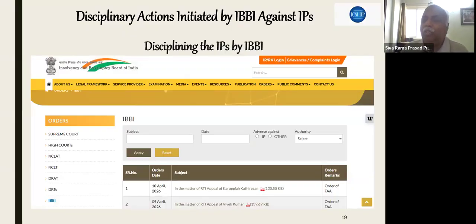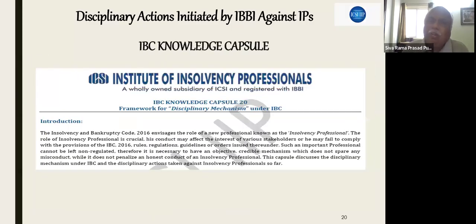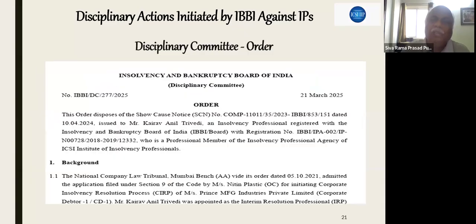month. You put one date, month end, or first of the month, or first week of the month, or second week of the month. Every month on that day, you open, and one or two or three cases are there. Go through them and definitely it will increase your knowledge. Not only that, the IBC knowledge capsule is also released by ICSI Insolvency Professionals also. They are also framed for a disciplinary mechanism under IBC. How they are doing some wrong things, what are the penalties, and how many days or what amount, all these things are through this also.